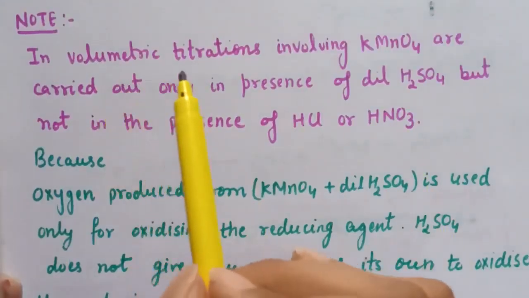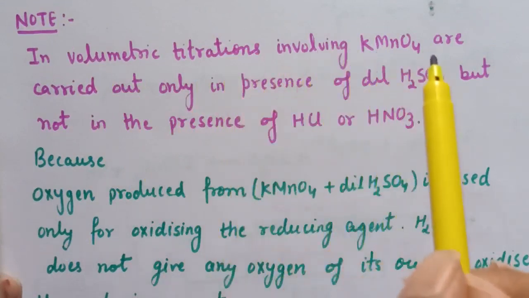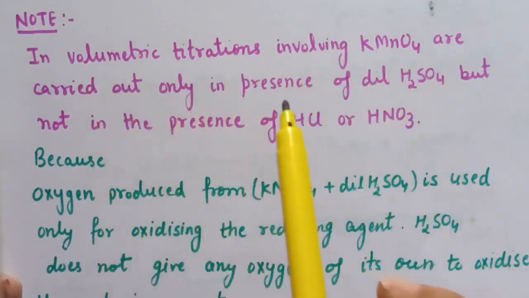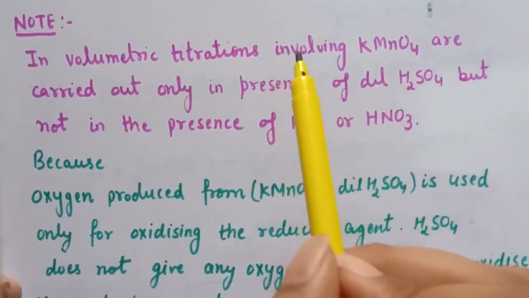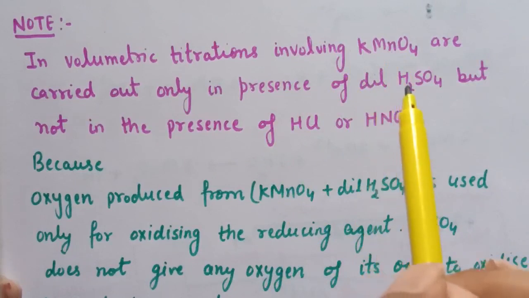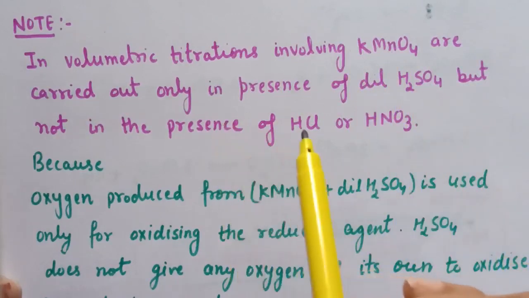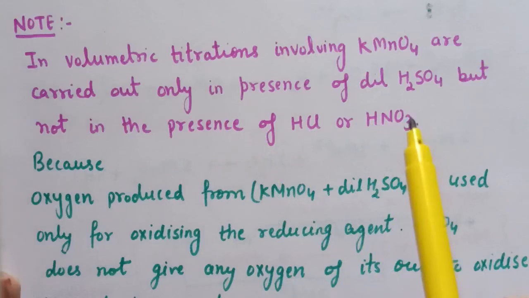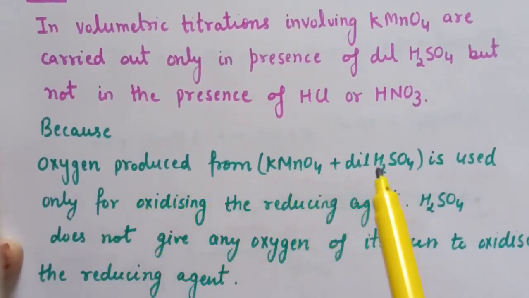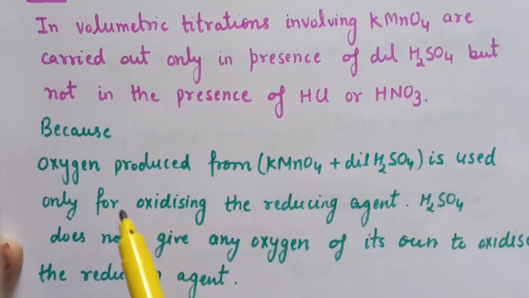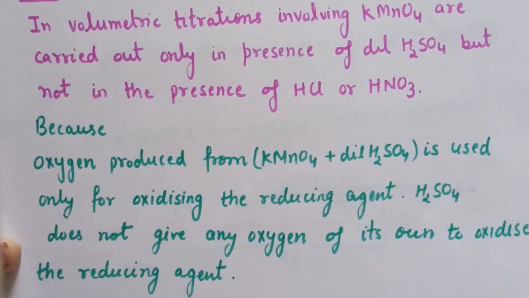Volumetric titrations involving KMnO4 are carried out only in the presence of dilute H2SO4. So while carrying out a volumetric titration with KMnO4, only dilute H2SO4 is used and not HCl or HNO3. The reason is that the oxygen produced from potassium permanganate with dilute H2SO4 is used only for oxidizing the reducing agent, and H2SO4 does not give any oxygen of its own to oxidize the reducing agent.